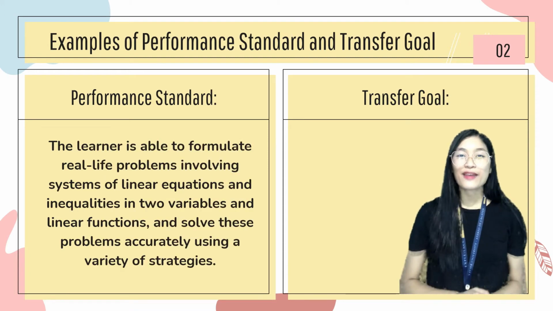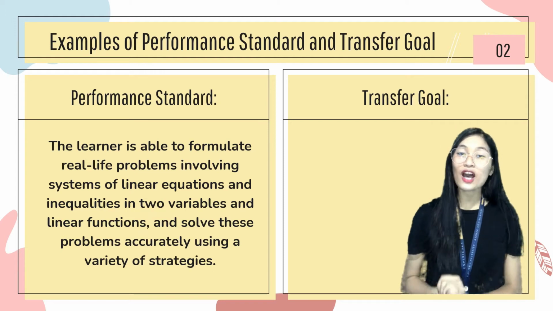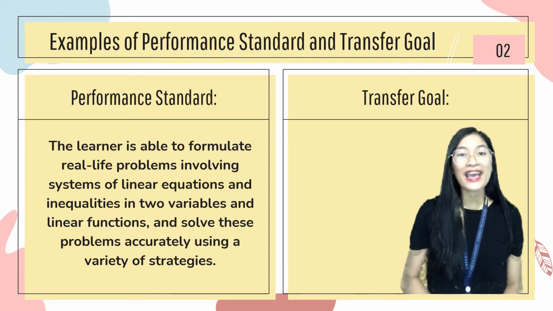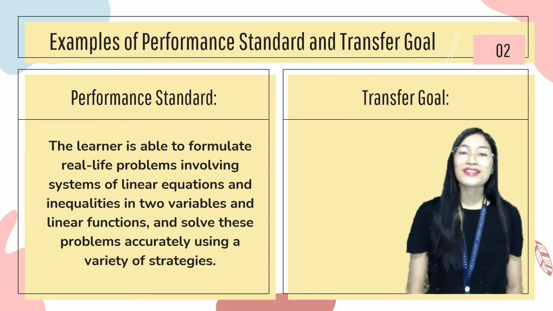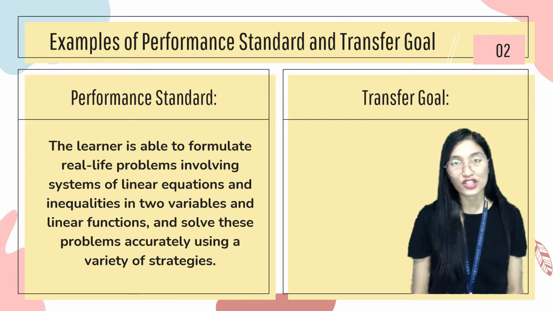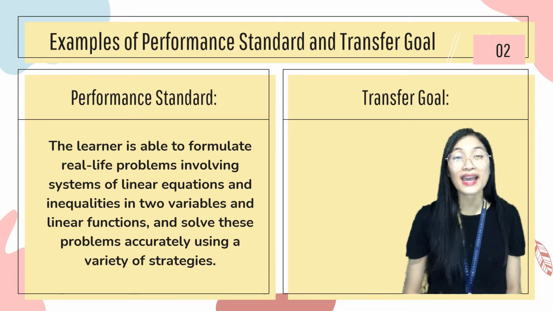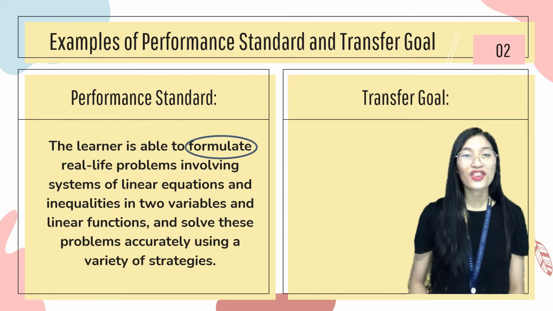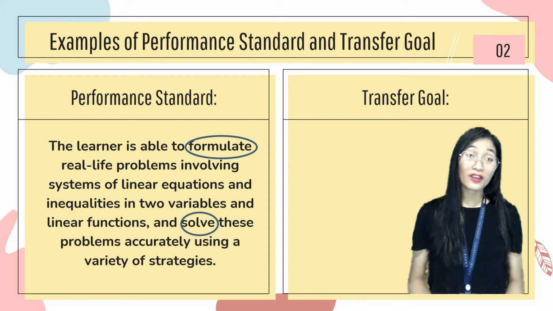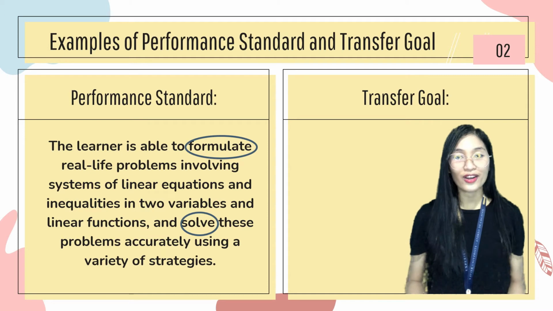The learner is able to formulate real-life problems involving systems of linear equations and inequalities in two variables and linear functions, and solve these problems accurately using a variety of strategies. So I will highlight here in the performance standard the two verbs which are formulate and solve. So these are the specific verb indicators that students should perform in this subject or lesson.